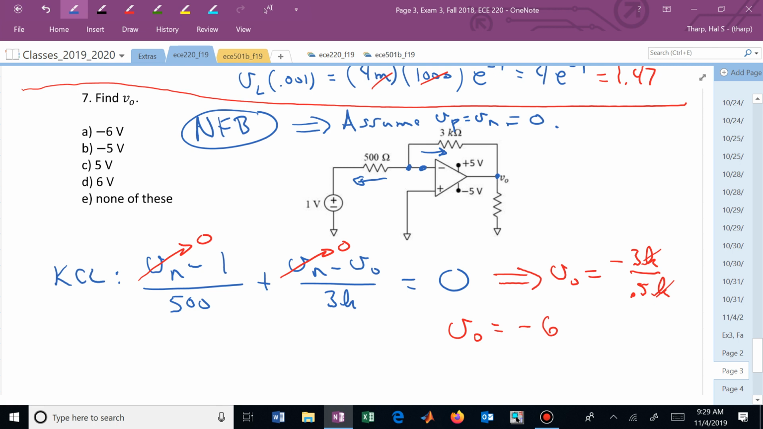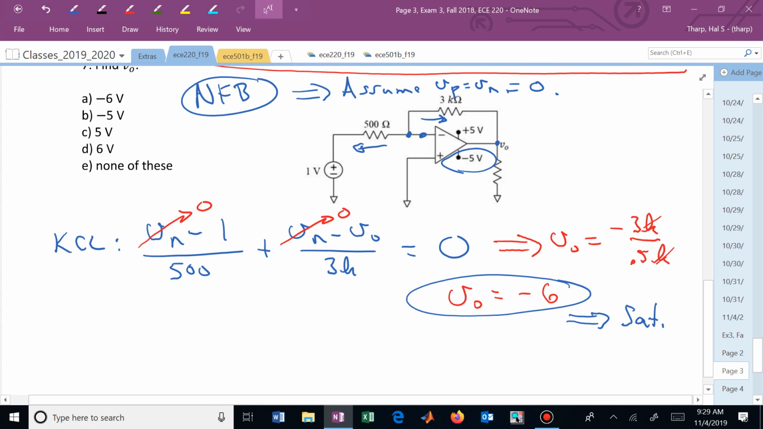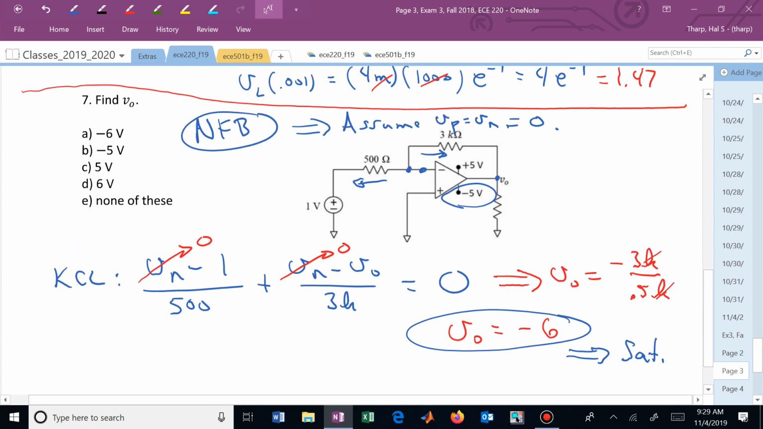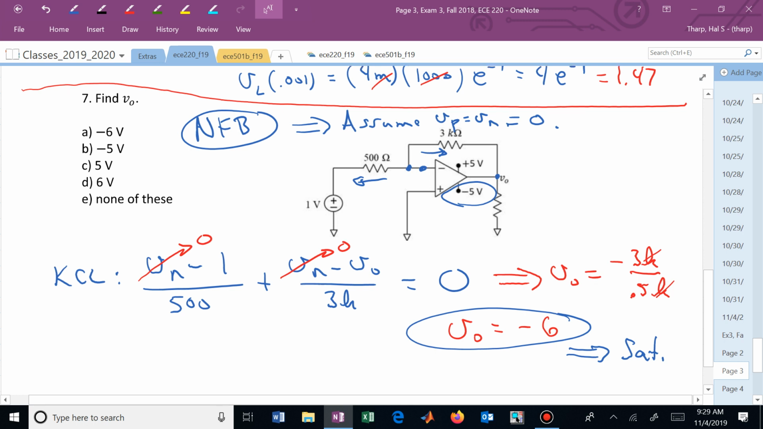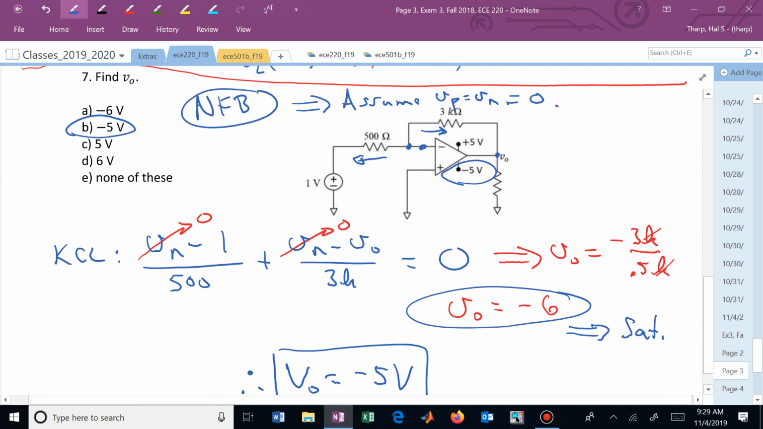Alarm bells now need to go off because this is outside of our supply rails. This now says we have saturated, and for that reason, what is V sub 0 truly going to be? Can't go all the way to minus 6. It can only go as far as the supply rail, which is minus 5. V sub 0 is now minus 5 volts for that particular problem.